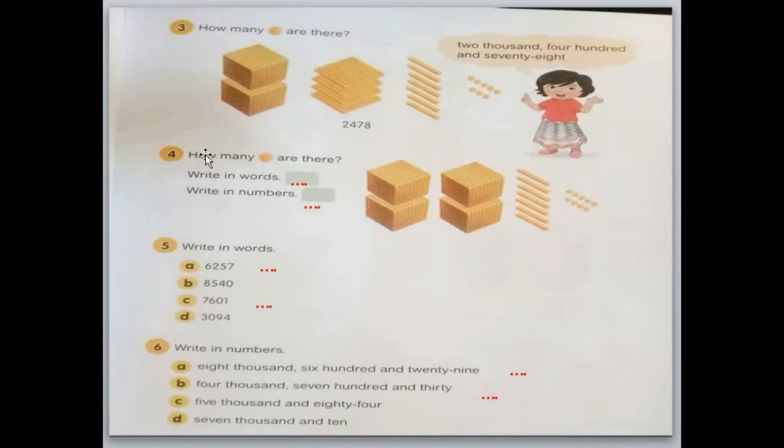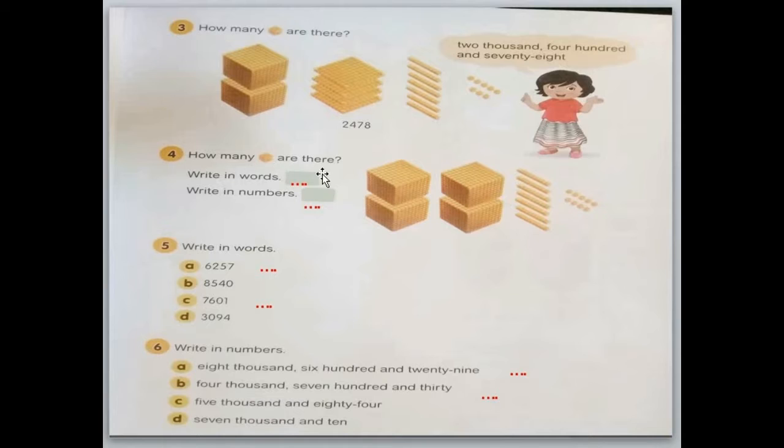Now look at question number 3. How many boxes are there? So this part now we call it 1,000. How many thousands here? We have 1, 2. On the plate you have 1, 2, 3, 4. On the bar you have 1, 2, 3, 4, 5, 6, 7. And on the ones you have 1, 2, 3, 4, 5, 8. So the number becomes 2,478.